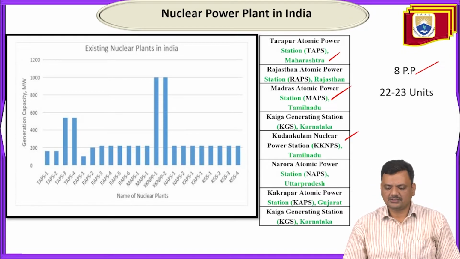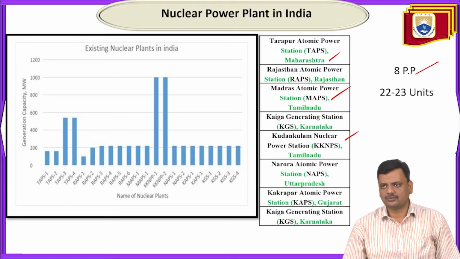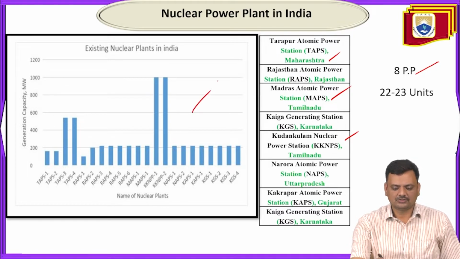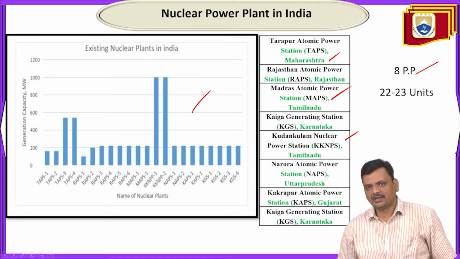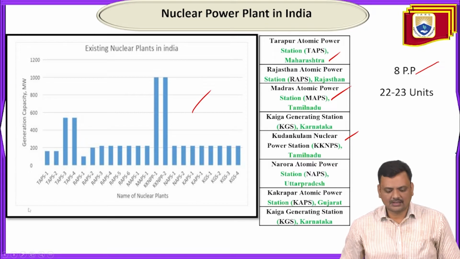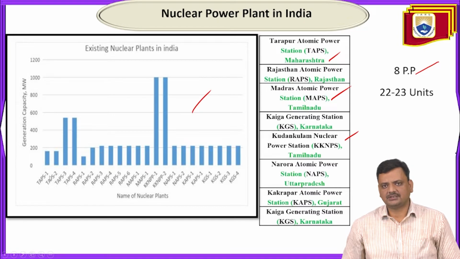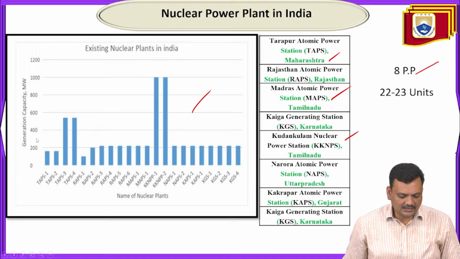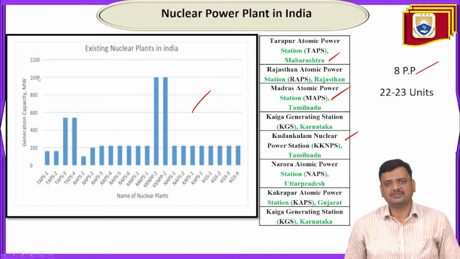Approximately 22 to 23 units are there, and their capacity is also shown in this graph. Here, TAPS means Tarapur Atomic Power Station, and 1, 2, 3, 4 mean the different units, and on the other axis their generation capacity in megawatts is mentioned.